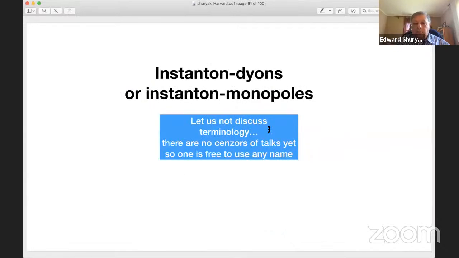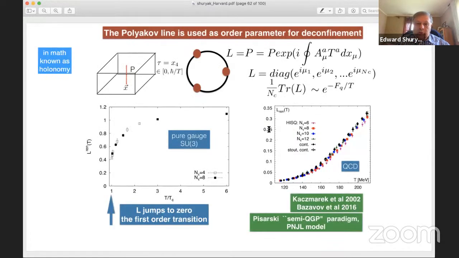And I want to talk about these instanton-dyons and instanton-monopoles. The first thing which needs to be explained is this. This is a setting of finite temperature. This horizontal line is x, y, z, the free spatial coordinates. The vertical is time, Euclidean time, and it's compactified to a circle. It has a certain circumference, ħ over temperature. So if temperature goes higher, this becomes shorter, right?